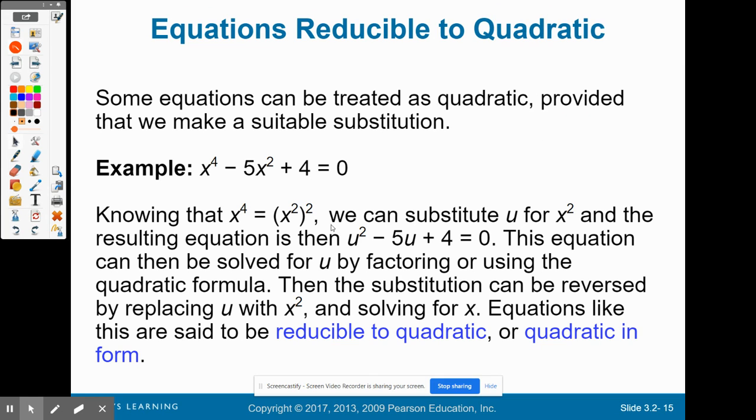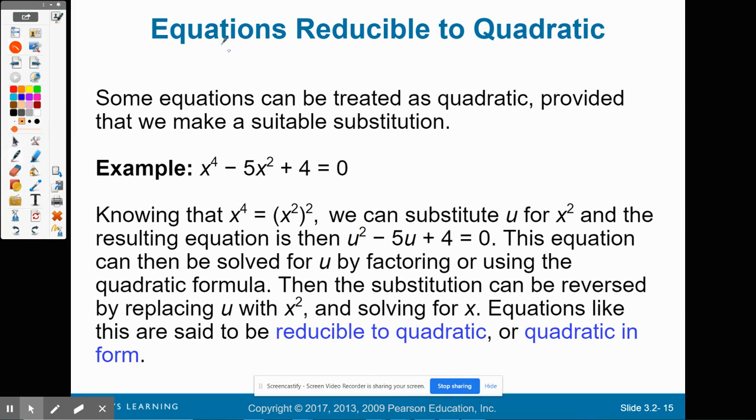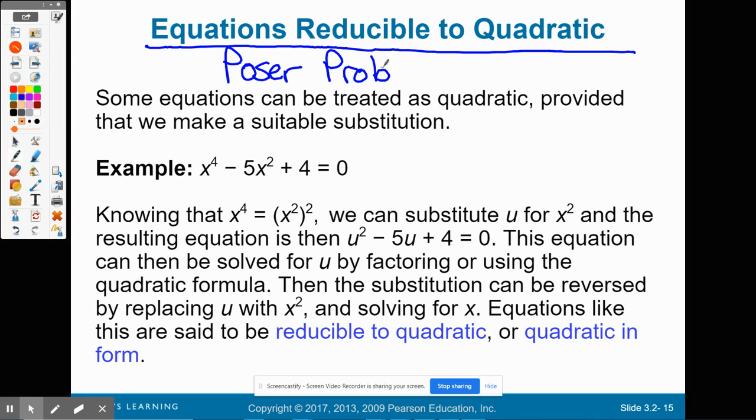Okay, next thing is this. These are called equations reducible to quadratic, but we are going to call them poser problems. And poser problems are equations that we can pretend they're quadratic to make it easier to solve. So we're going to pretend they're quadratic. We're going to solve it. And then we're going to fix it.